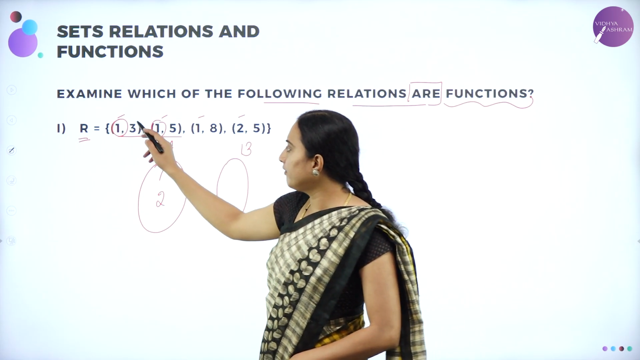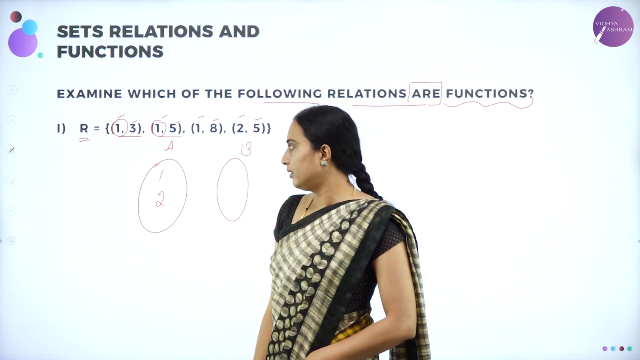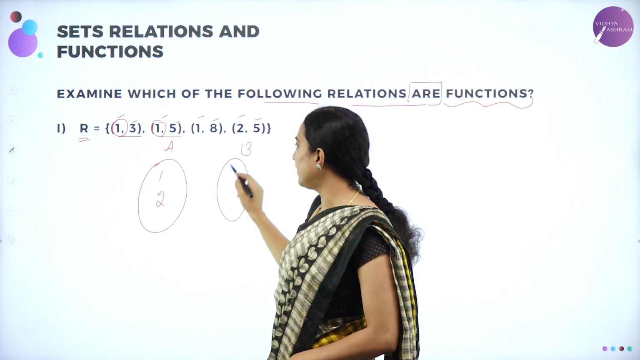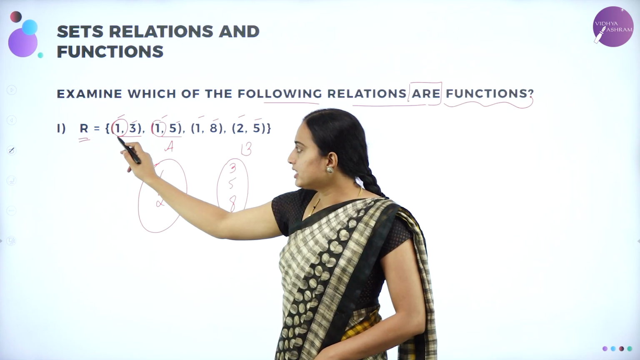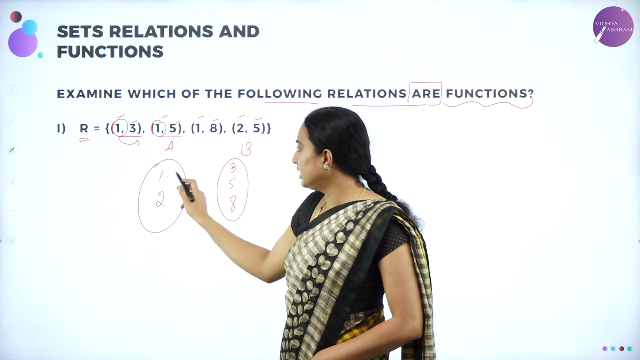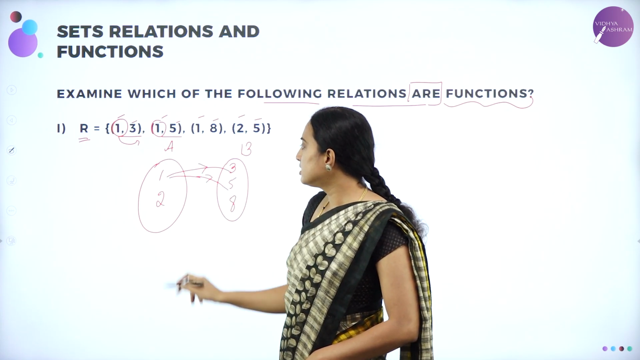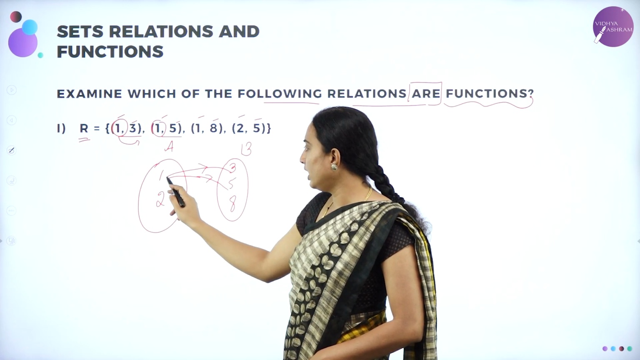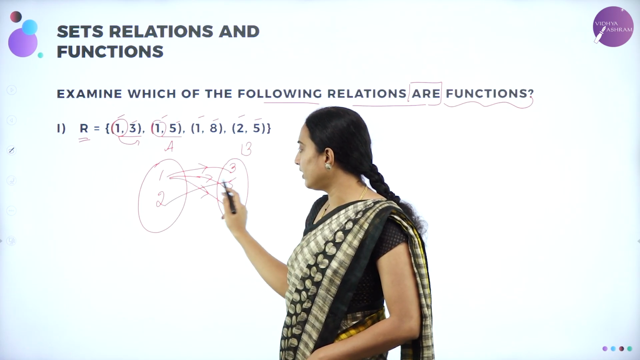Then the second elements you are going to write under set B. That is 3, 5, 8, 5. So 5 is repeated, and you write only 3, 5, 8. 1 is getting connected to 3. Similarly, 1 is getting connected to 5. Similarly, 1 is getting connected to 8. Similarly, 2 is getting connected to 5.